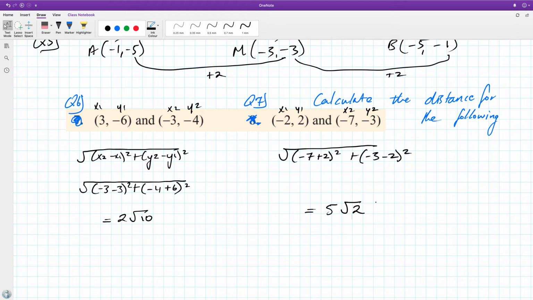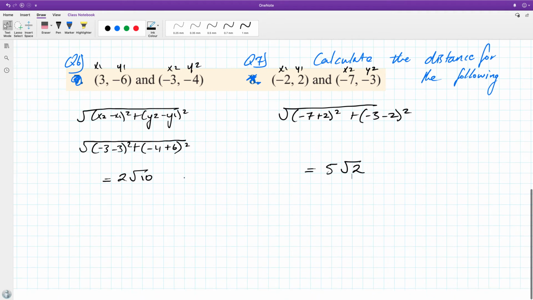Ooh, sorry guys, she told me it was on freeze. That's what was going wrong there. Are you happy with that? 5 root 2. Right, have a go at this question for me then.